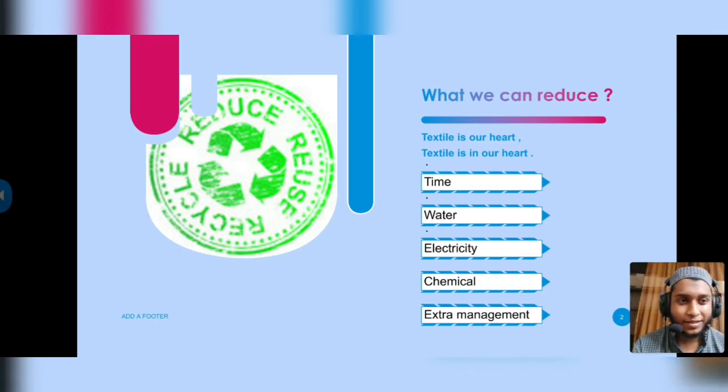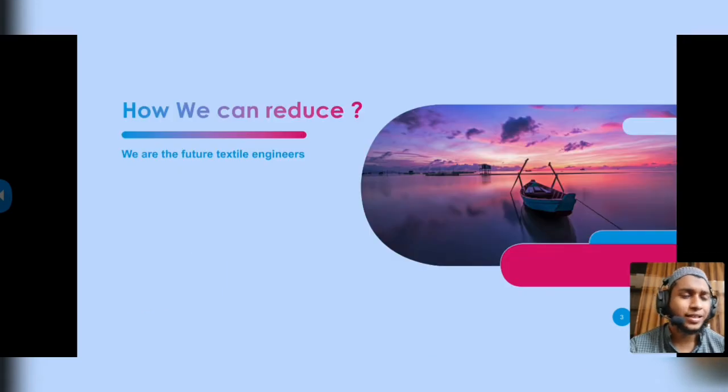Then extra management system. In our factories we see many people working, but in this manpower, we find some people who don't contribute as expected. So in this case we can reduce this extra management. It means extra people we can reduce.